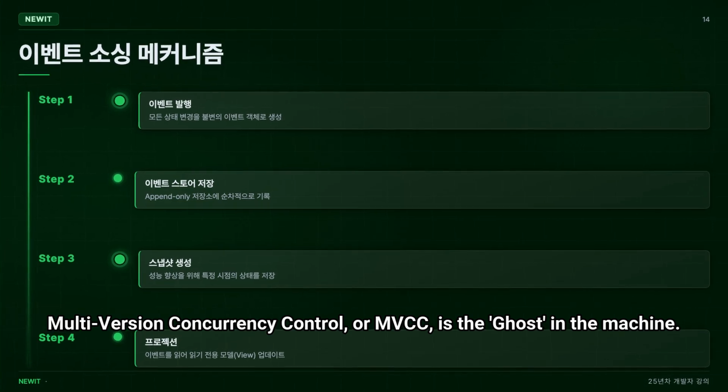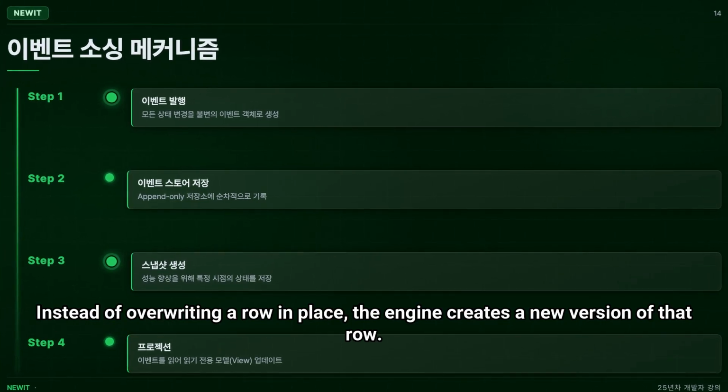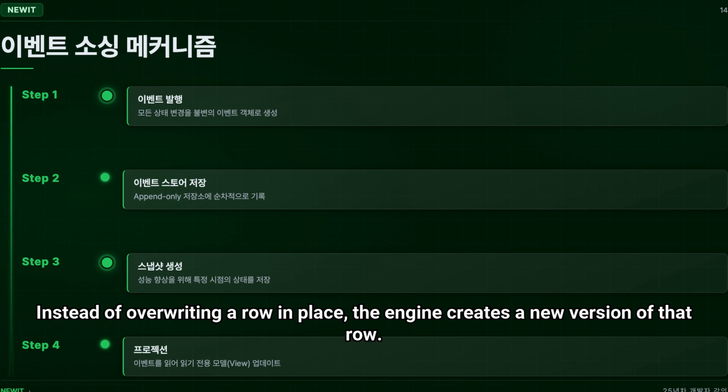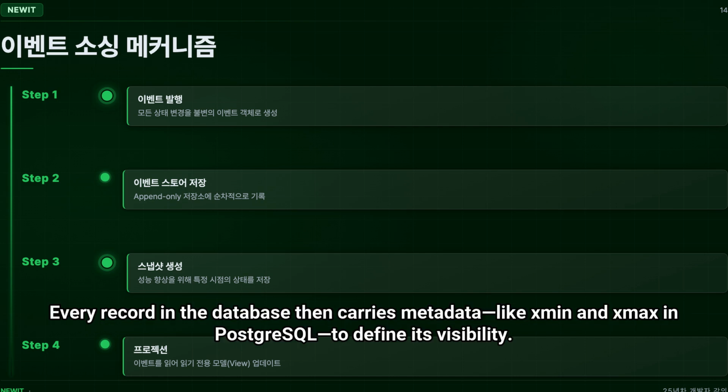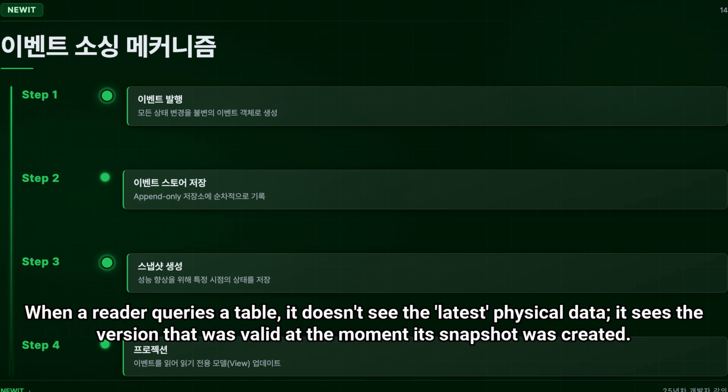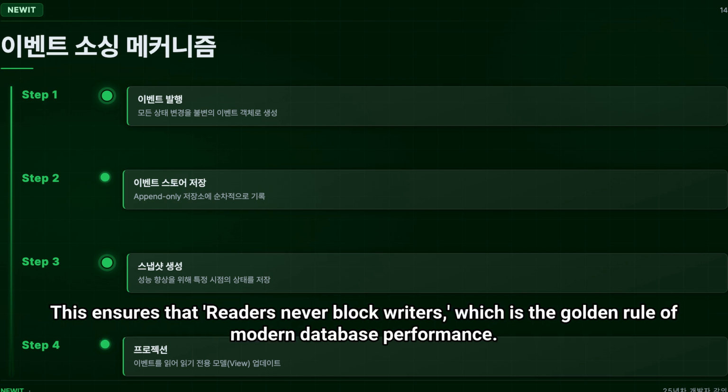Multi-version concurrency control, or MVCC, is the ghost in the machine. Instead of overwriting a row in place, the engine creates a new version of that row. When a transaction starts, it is assigned a unique snapshot or transaction ID. Every record in the database then carries metadata, like xmin and xmax in PostgreSQL, to define its visibility. When a reader queries a table, it doesn't see the latest physical data. It sees the version that was valid at the moment its snapshot was created. This ensures that readers never block writers, which is the golden rule of modern database performance.